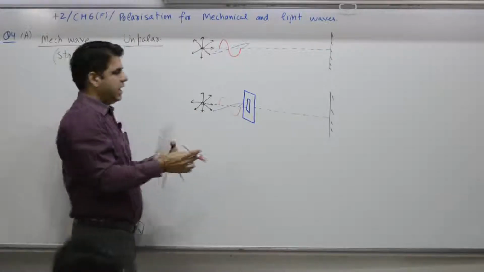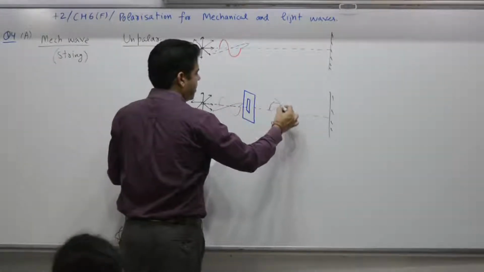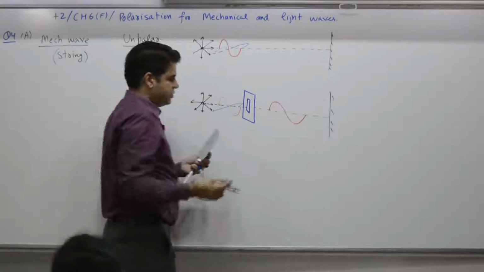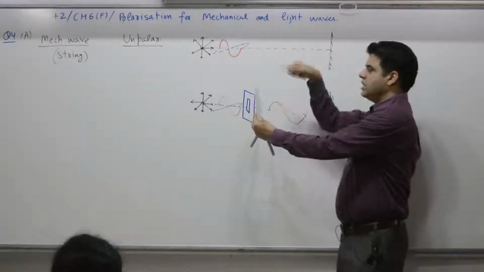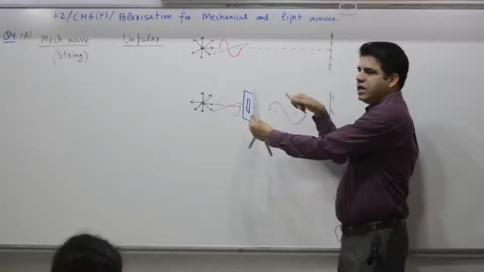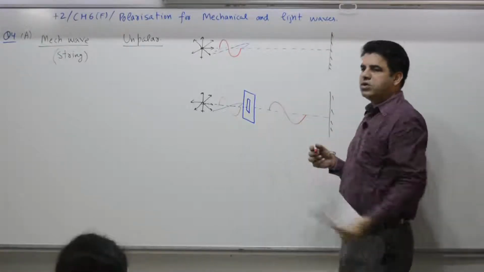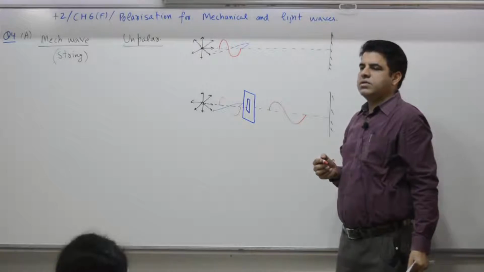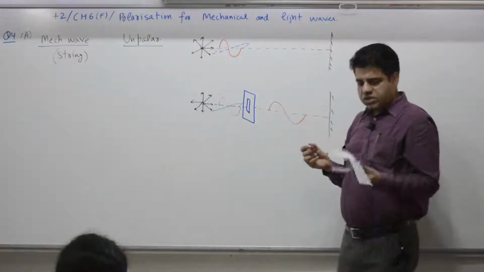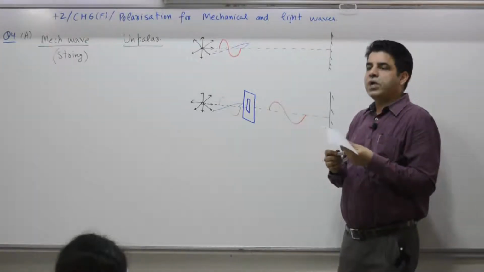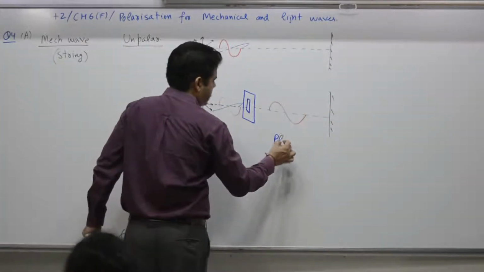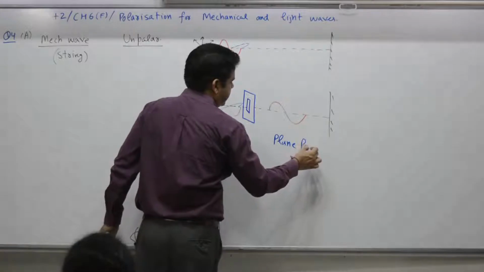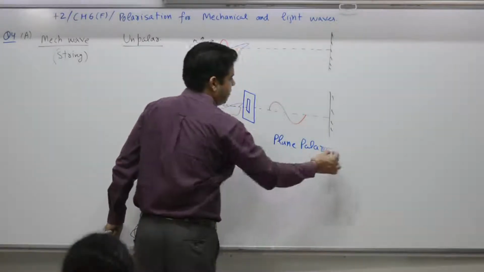it will pass through the slit and you receive a wave on the other side. So when I receive a wave on the other side, I have oscillations only parallel to the slit and all other oscillations are cut down. This is oscillation in one plane only. It's termed as plane polarized wave.